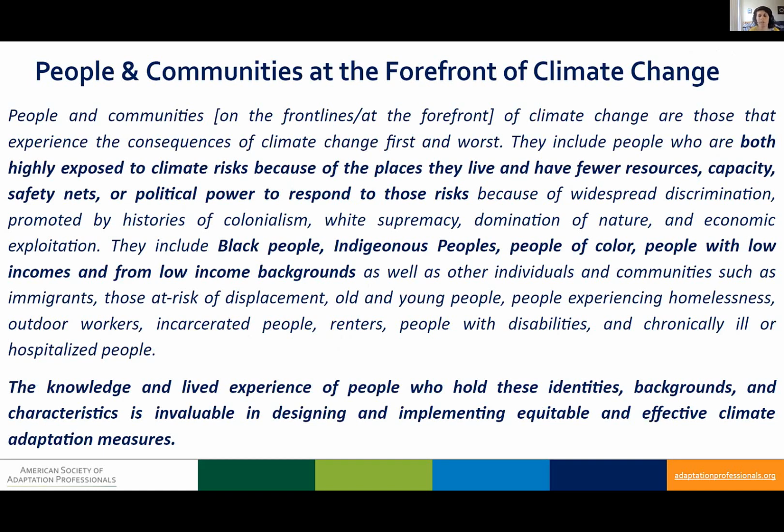But we know that the traditional adaptation field is largely white. It stems from the perspective of Western science. It can be difficult to recognize the importance of lived experience and acknowledging that a lot of work that's happening on the ground in communities that are most affected is adaptation, even though it's not always being called that.